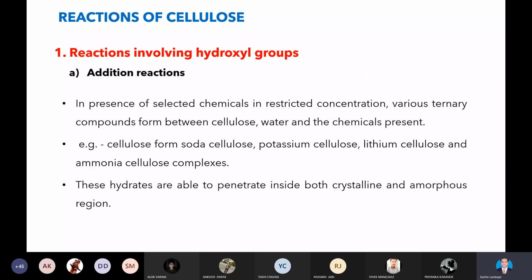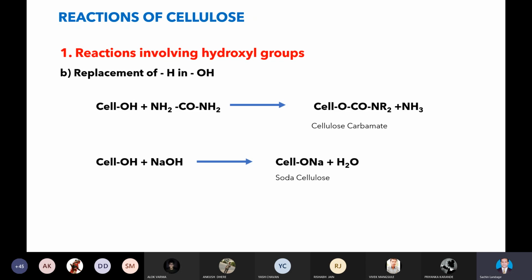So first is the addition reaction. In the presence of selected chemicals in a restricted concentration, various tertiary compounds are formed between the cellulose, water, and the chemicals present. Example, from the cellulose. Okay, I'll show you one more over here. You can check it over here.